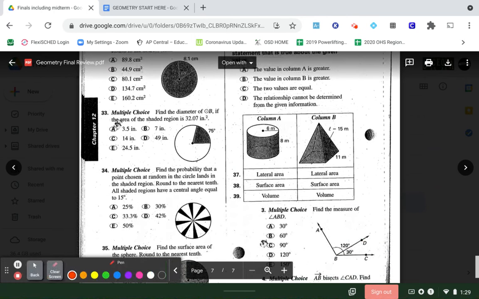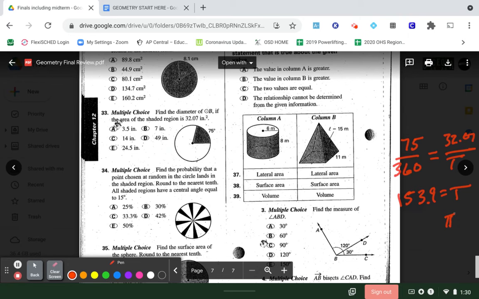It says find the diameter of B if the area of the shaded region is 32.07. Okay, so again, I'm going to use the same thing. If I have 75 degrees, I get an area of 32.07. I wonder what I would get if I took 360 degrees, what my total area would be then. So cross multiply again, 32.07 times 360, and then divided by 75. The total area would be 153.9.